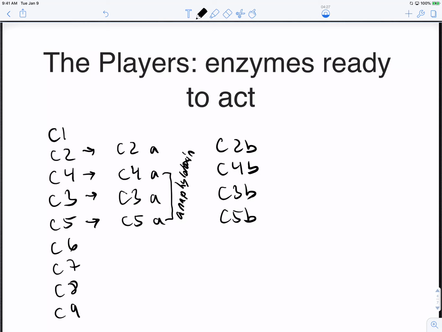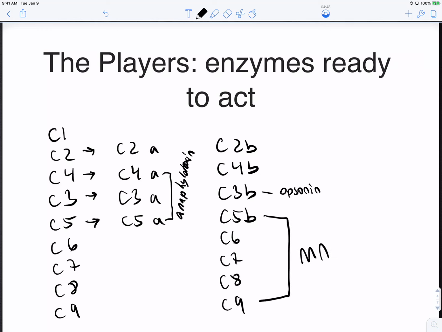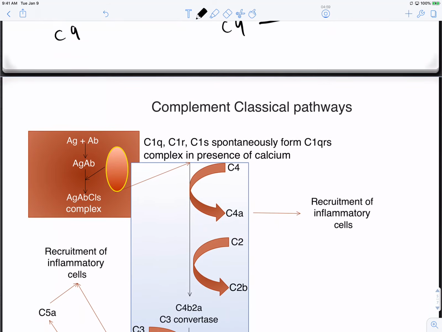The B's, the two B's that have effector functions, are C3b. C3b is an opsonin. And C5b forms with C6 through C9 the membrane attack complex. So that's the MAC. And so these are the effector functions of complement. Now, the other components, the B's, they do have enzymatic functions, which I'll discuss on this next page.